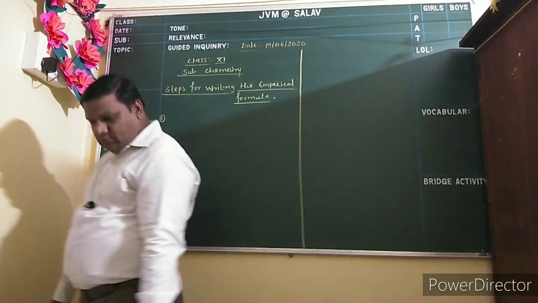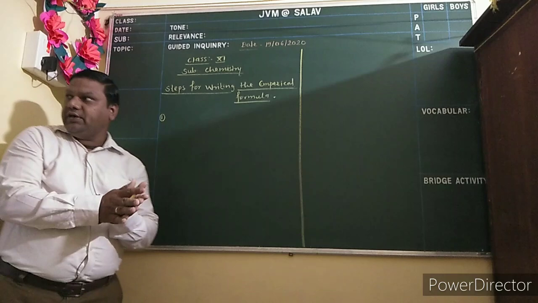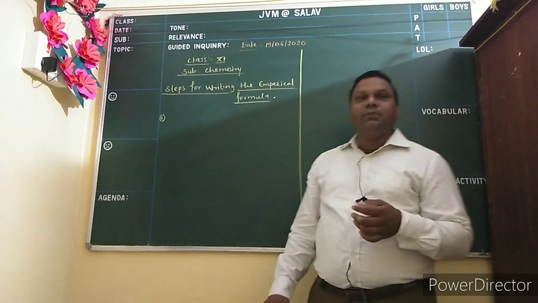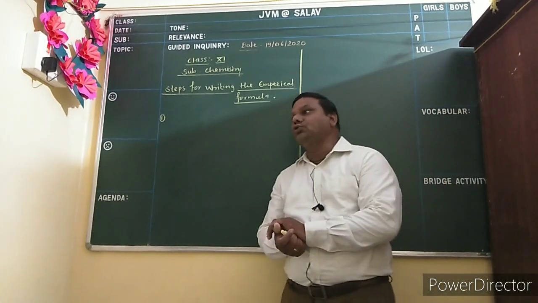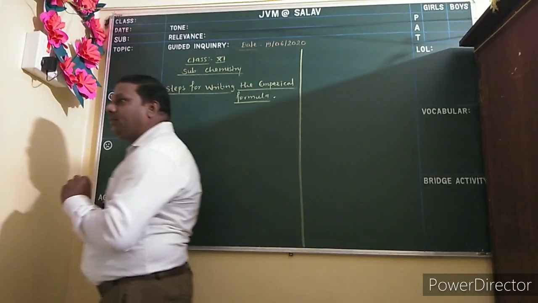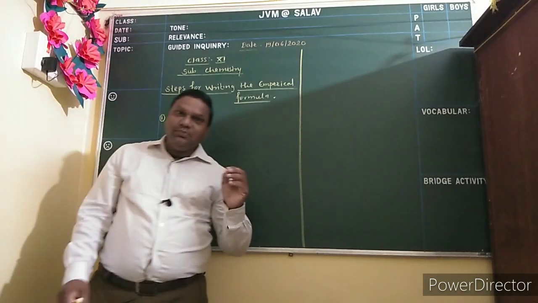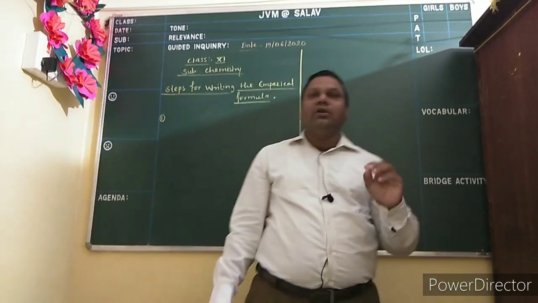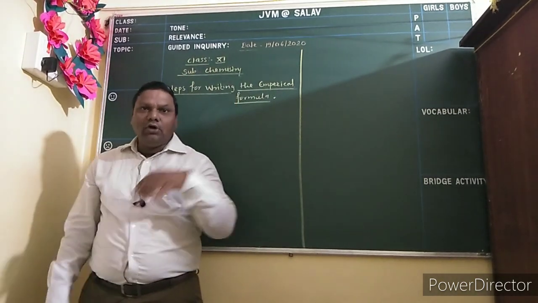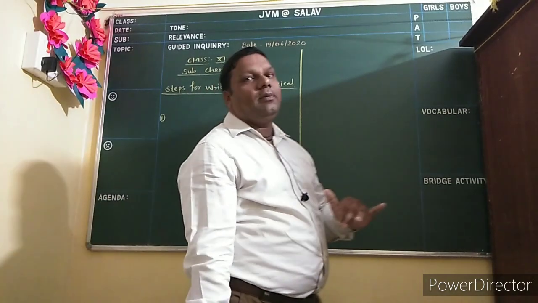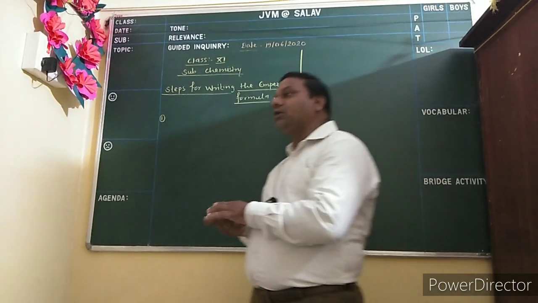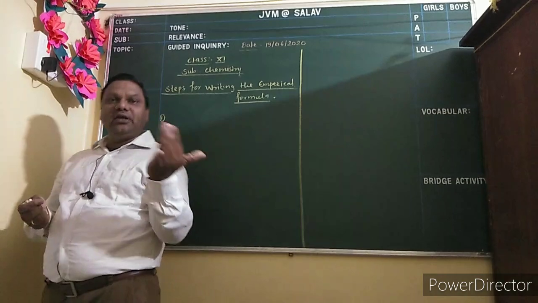Good morning, students. Yesterday we discussed the empirical formula and the molecular formula. The empirical formula is the simplest ratio, and the molecular formula has the actual number of atoms in a compound. The relationship between them is: molecular formula is equal to n times the empirical formula. How do we determine n? n is determined by the molecular mass divided by the empirical formula mass. This we already studied in the previous period.